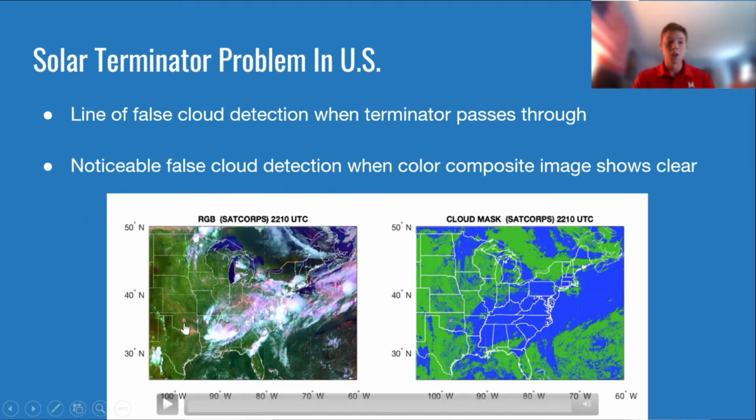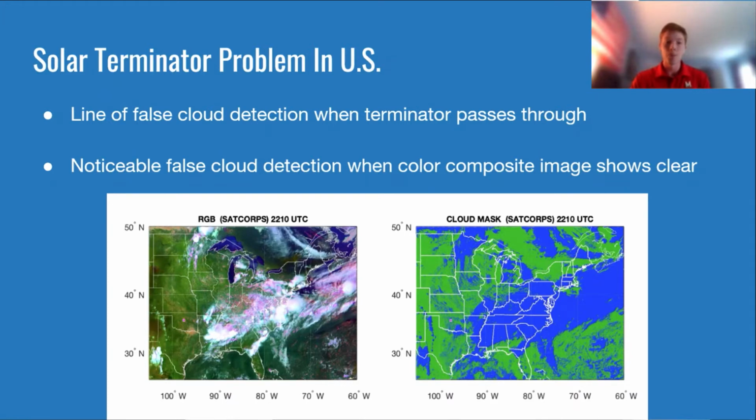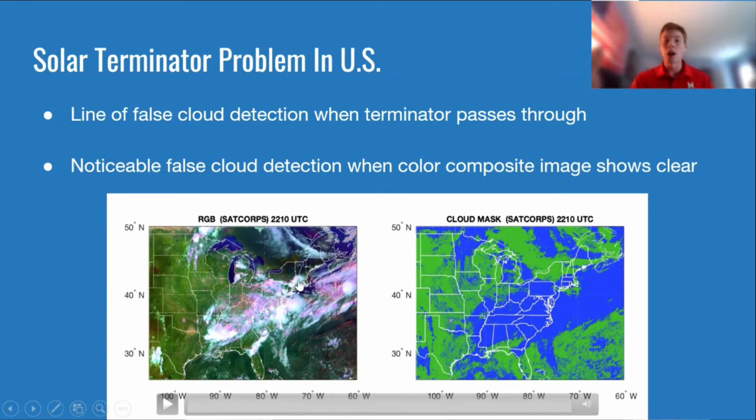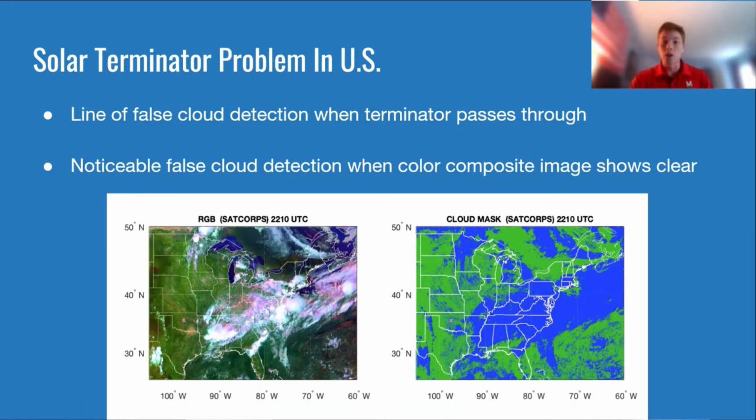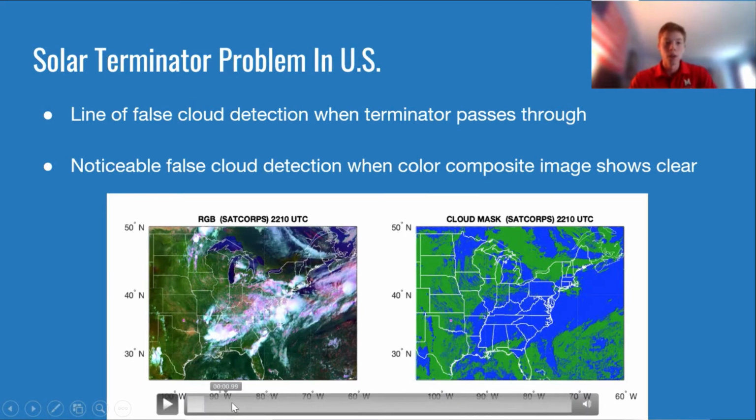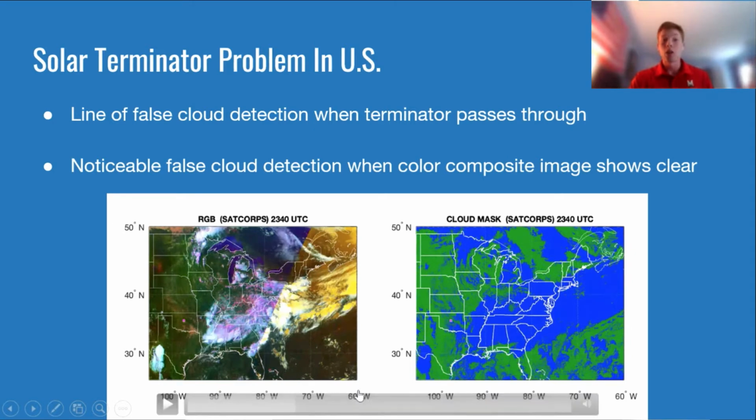The citizen scientist location is in the center of Oklahoma, represented by the pink square. And on the left, you have the RGB animation, and on the right is the cloud mask product from SATCOR. So this is going to be a sunrise case. As you know, the left side is dark and the right side is lighter.